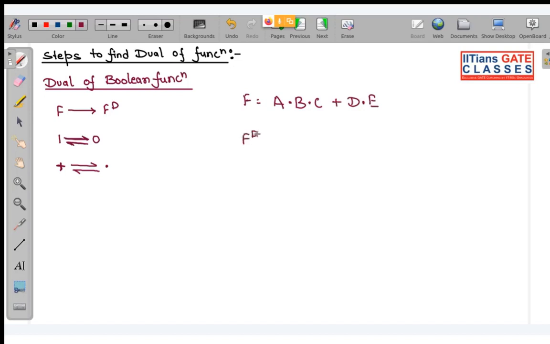For the dual function, you need to replace the dot with plus and vice versa, and 1 with 0 and vice versa. Here you can see we have dot, here also dot, and here we have a plus. So this dot I am replacing with plus, this one also with plus, and this plus will be replaced with a dot. This is the dual of this function. Tell me, is this clear? Now let me ask you one more.